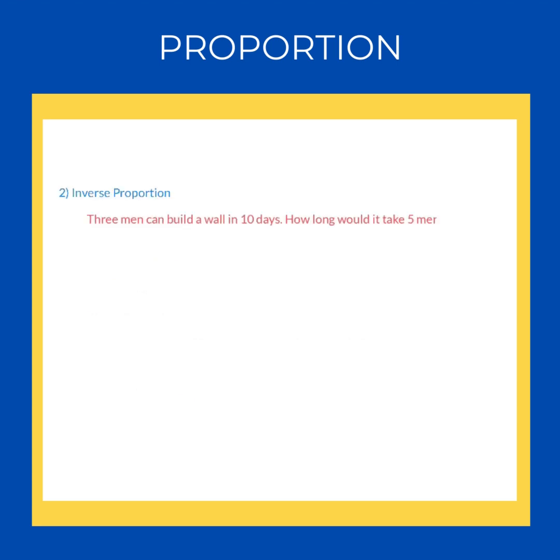Now let's talk about inverse proportion. So if I have 3 men building a wall in 10 days, how long would it take 5 men? So here the n is missing, so it's 5 men. So again, as I said in the first example, always when we are solving questions about proportion, we need to change to 1 unit quantity.